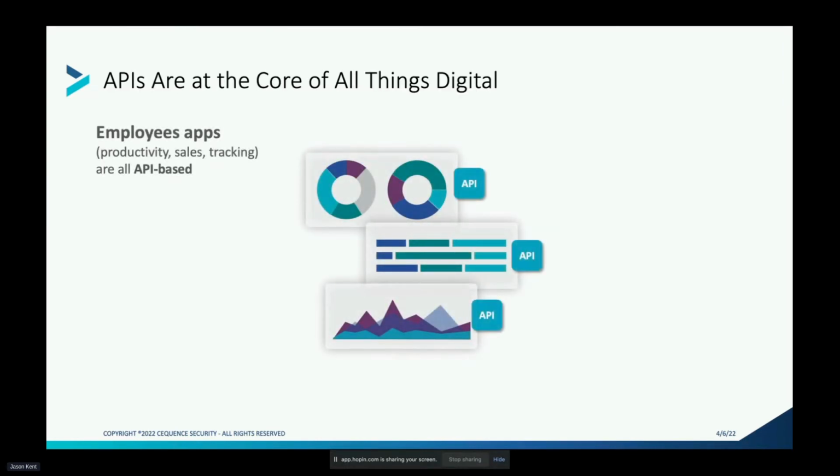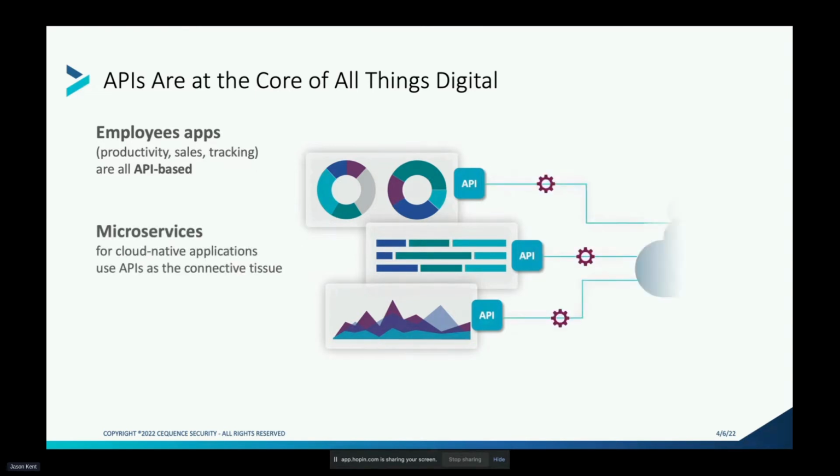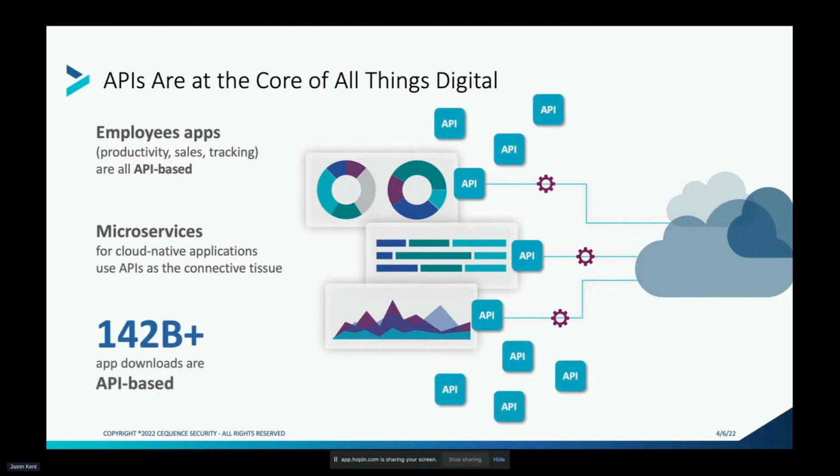APIs are now really the core of everything that we see. Employee applications, microservices that are developed for all sorts of different issues, and applications out on things like mobile devices. APIs are moving data around all the time.